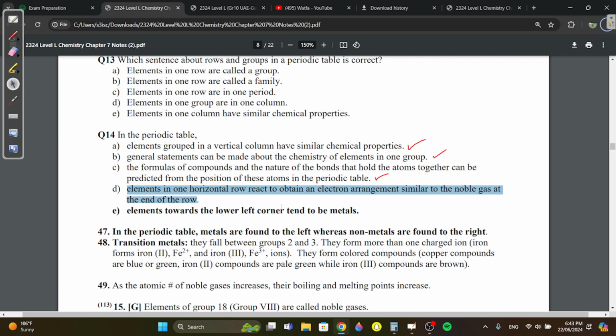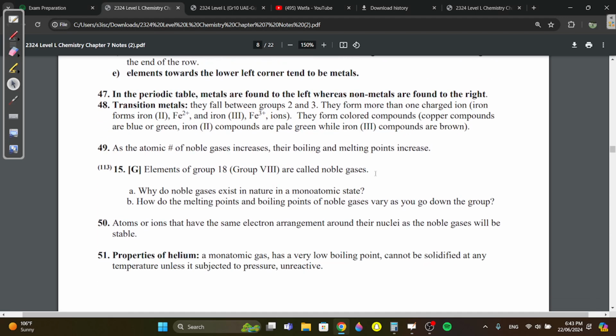Sorry. For part D, it's also correct, because they always try to obtain the electron arrangement similar to the noble gas, because after reacting they want to be stable. Okay, elements towards the left are metals. Yes. Okay. All of them are correct for this one, I think.